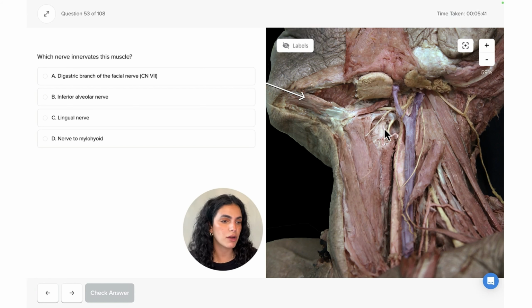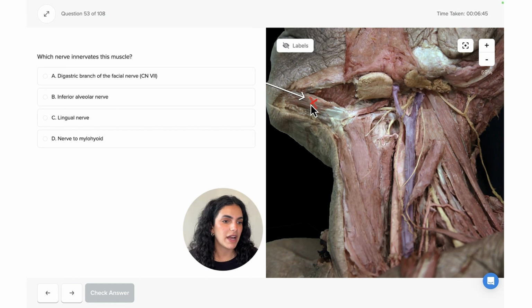Now, for this particular muscle, we see two muscle bellies. We see one on the more anterior aspect, and then we see another that travels more posteriorly. So as our location suggests, we have an anterior belly and a posterior belly. And these bellies are connected in the middle via an intermediate tendon. So do you remember the name of this muscle? This muscle is going to be the digastric muscle. So we have the anterior belly of the digastric muscle and the posterior belly of the digastric muscle.